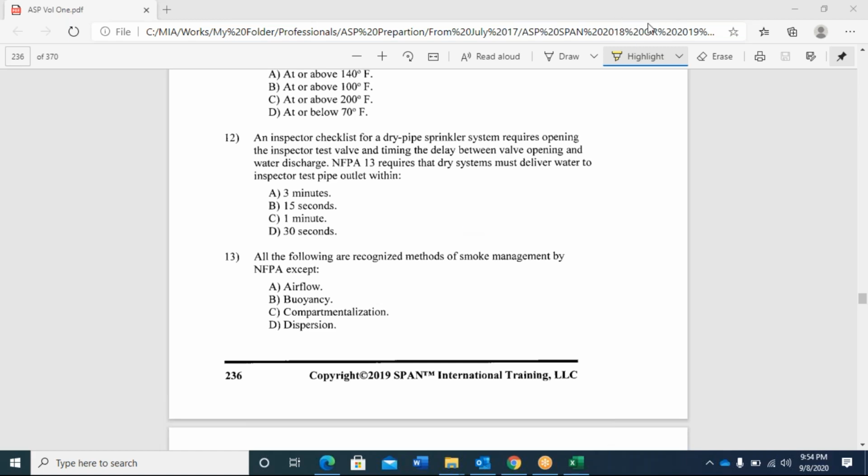Okay, that's nice. So it is mentioned in NFPA 13 that the dry system requires this for sprinklers. Yes, NFPA 13 is related to the sprinkler system.